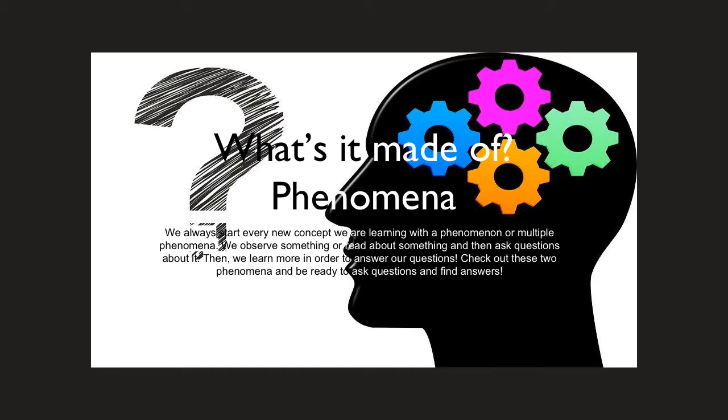So as we've talked about, we start every single unit with a new phenomena so that we can ask questions about it. And then that way, as we're learning, we are trying to figure out the answers to those questions. So this whole concept of this unit is about different materials and what they are made of, and are things different?